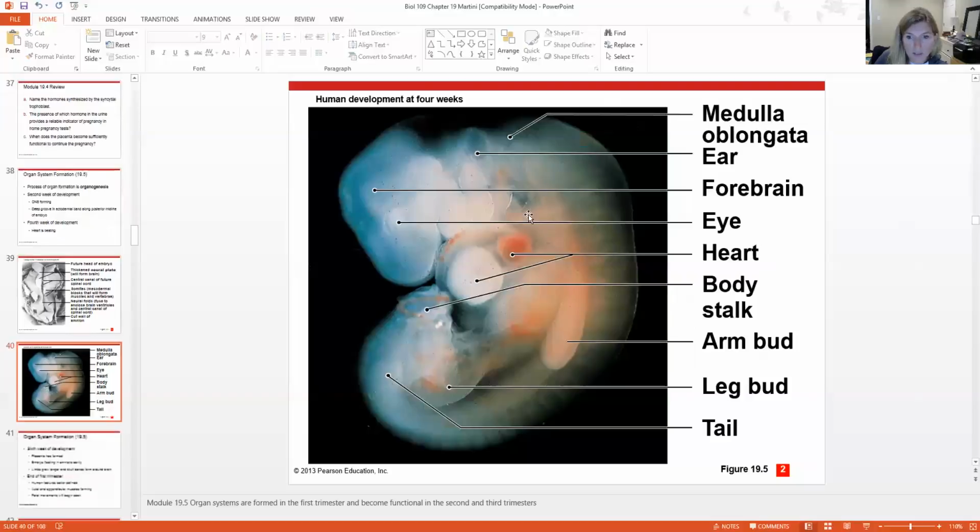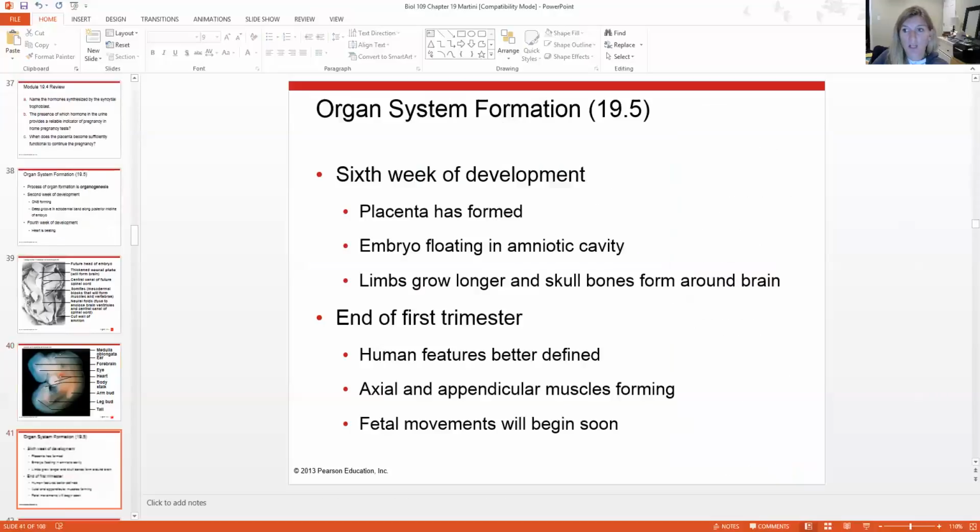Crazy. Notice the beginning of the arms, right? This backbone starting to form. It's crazy. This is 4 weeks. A woman doesn't even know she's pregnant, unless she was going for testing, right? During the sixth week of development, the placenta has now formed, the embryo is floating in amniotic fluid, the limbs are longer, and skull bones are starting to form around the brain, which hasn't fully formed yet.